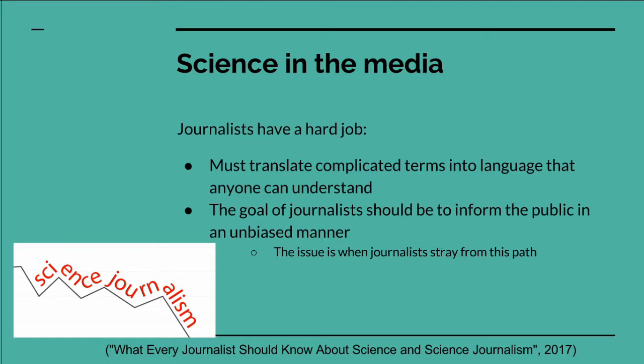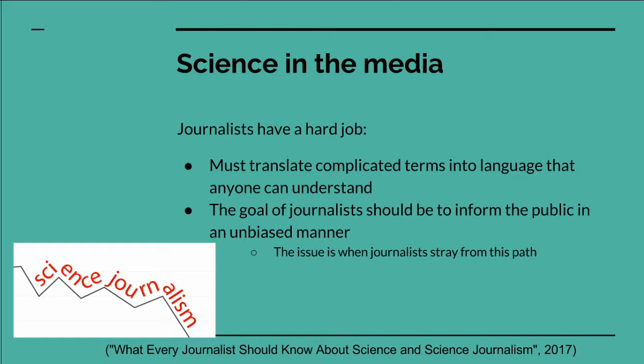And the goal of the journalist in the science realm should be to inform the public in an unbiased manner, inform them in a way that says, hey, this is what this research shows, and this is what the scientist thinks about it, not what we think about it. And the issue in the media with science comes when journalists stray from this path, when they stray from the this is what was found and go, oh, look, this is what was found, this is what we think. That is where the issue lies.